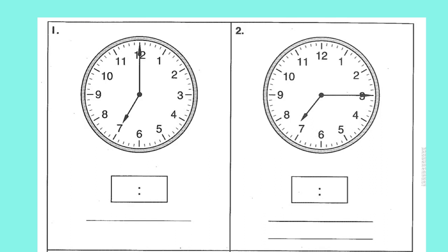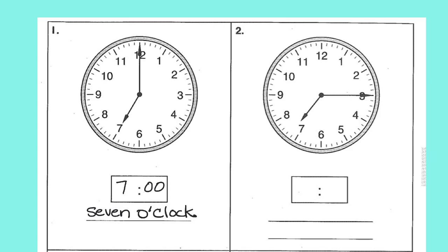Now, we need to write that in digital form. So we would write that with a 7, 0, 0. All right. And how would we write that using words? We would write it like this. 7 o'clock.